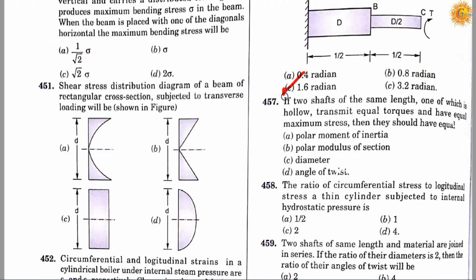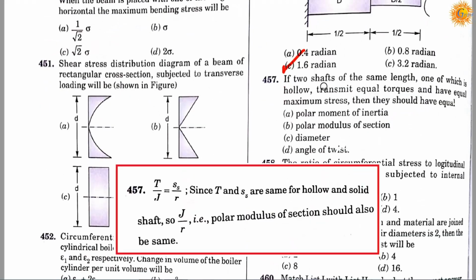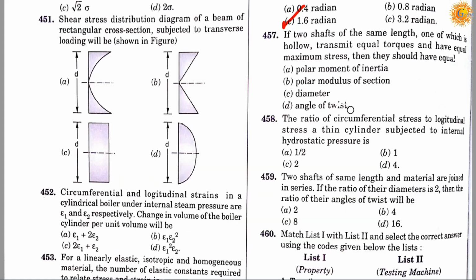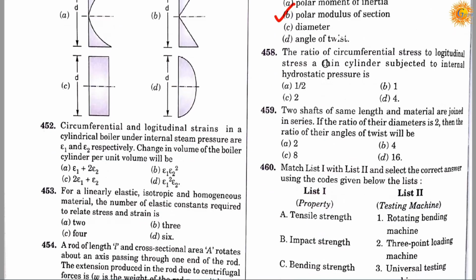Okay. Question number 457. If two shafts of the same length, one of which is hollow, transmit equal torque and have equal maximum stress, then they should have equal, option A, polar moment of inertia, option B, polar modulus of section, option C is diameter, and option D is angle of twist. Correct answer is B. Polar modulus of section will be equal.